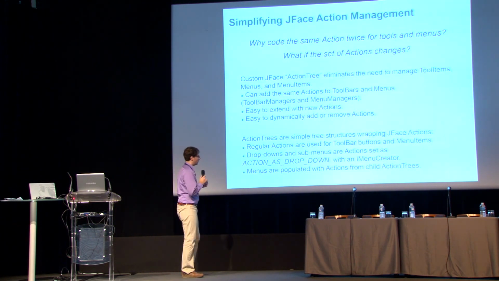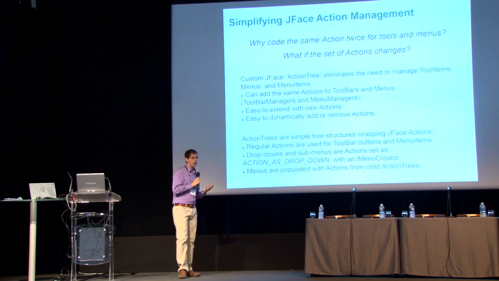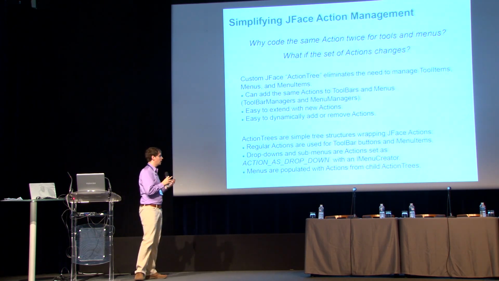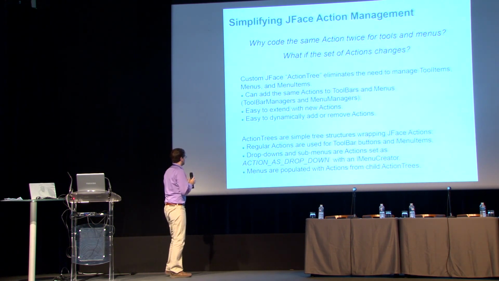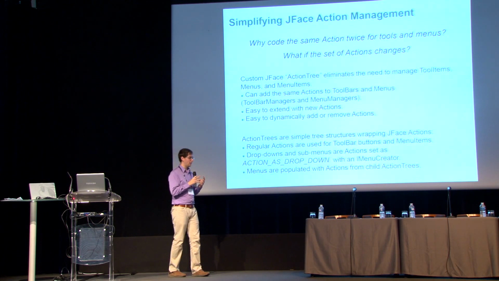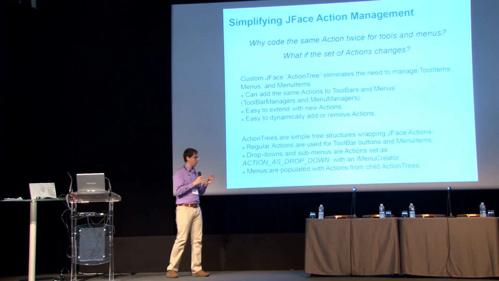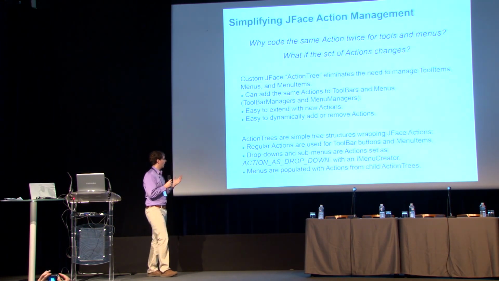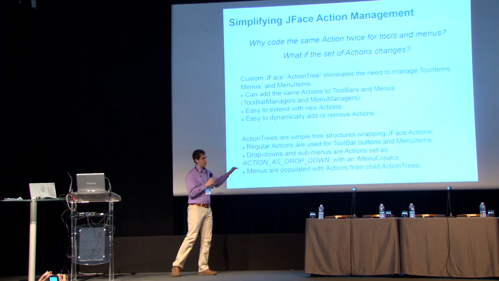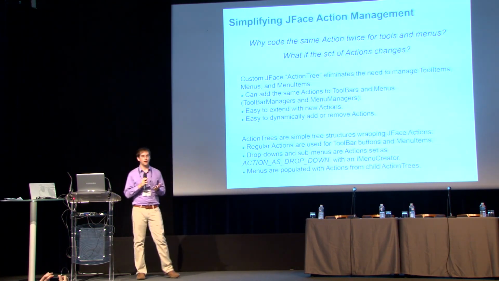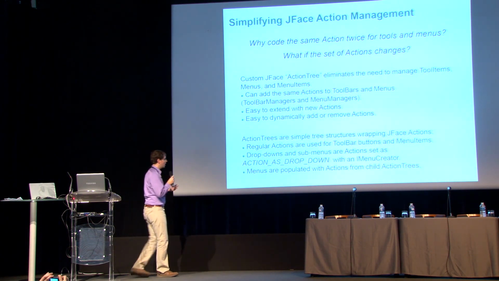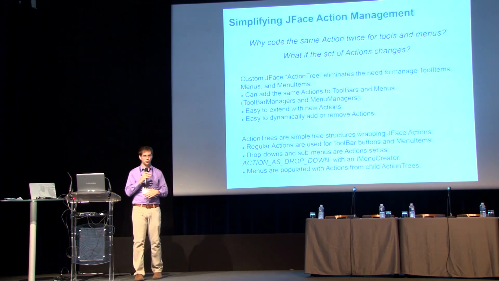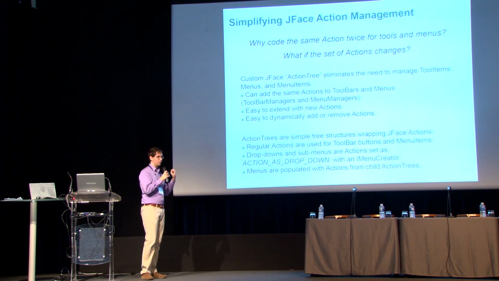So to do this, we developed this structure called action trees. And basically, an action tree is just a tree of JFace actions. It actually wraps the actions to create basically a tree of actions. If you want to have a drop down in a toolbar or a submenu in a menu, then you would create an action tree and just pass it a text. So you pass it the title of whatever you want to call that menu. And then to fill out that menu, you create several more action trees and add those as children to that first action tree.